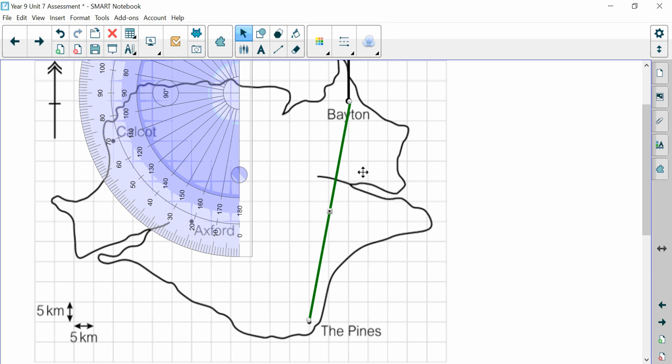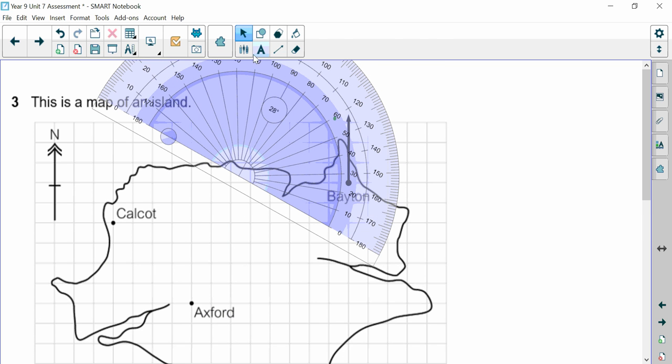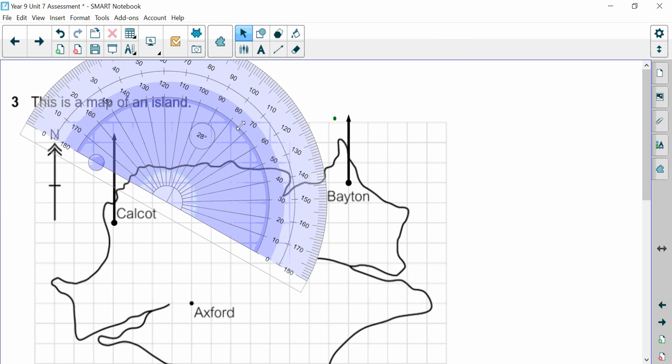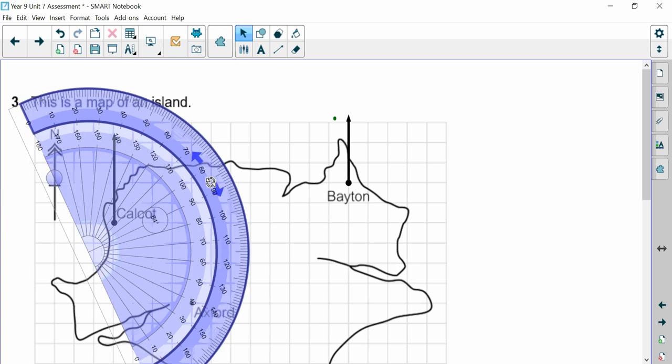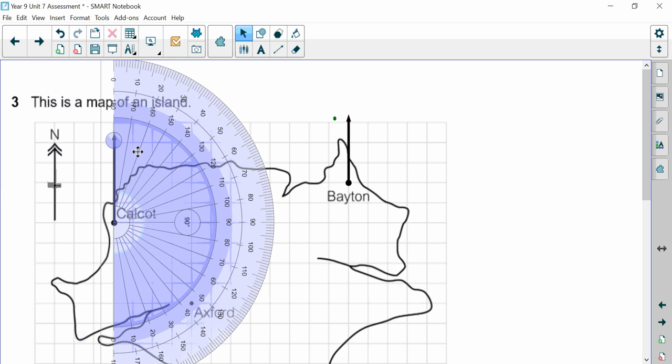So from Calcott, which is over this way, I can put in my north line, which is try and get as accurate as I can. There we go. So this Calcott, I want to get a bearing this time of 110 degrees. So I'm going to put my protractor on the needle point for Calcott, and I'm going to measure round to 110 degrees. So I'm going round to here. That's the point I'm after.